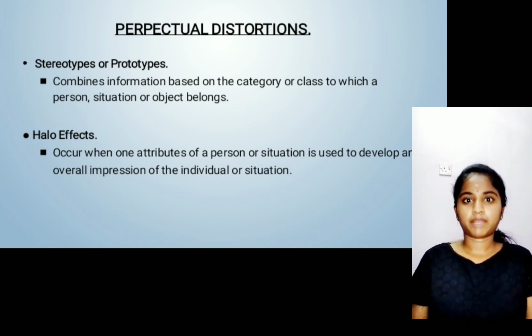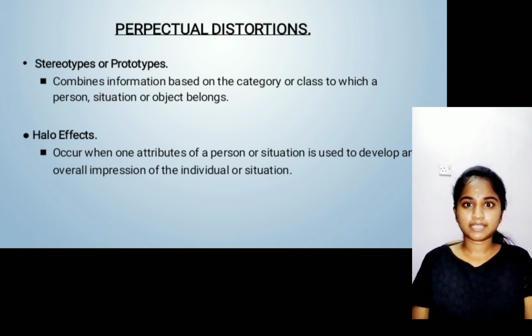I will explain it one by one. Firstly is stereotype, or it can be called a prototype, which can be defined as an assumption that all members of a specific group behave in a similar way as they have the same characteristic. Sometimes these assumptions are generalizations that help us to make decisions quickly. Examples of common stereotypes are age, ability, gender, ethnicity, and more.